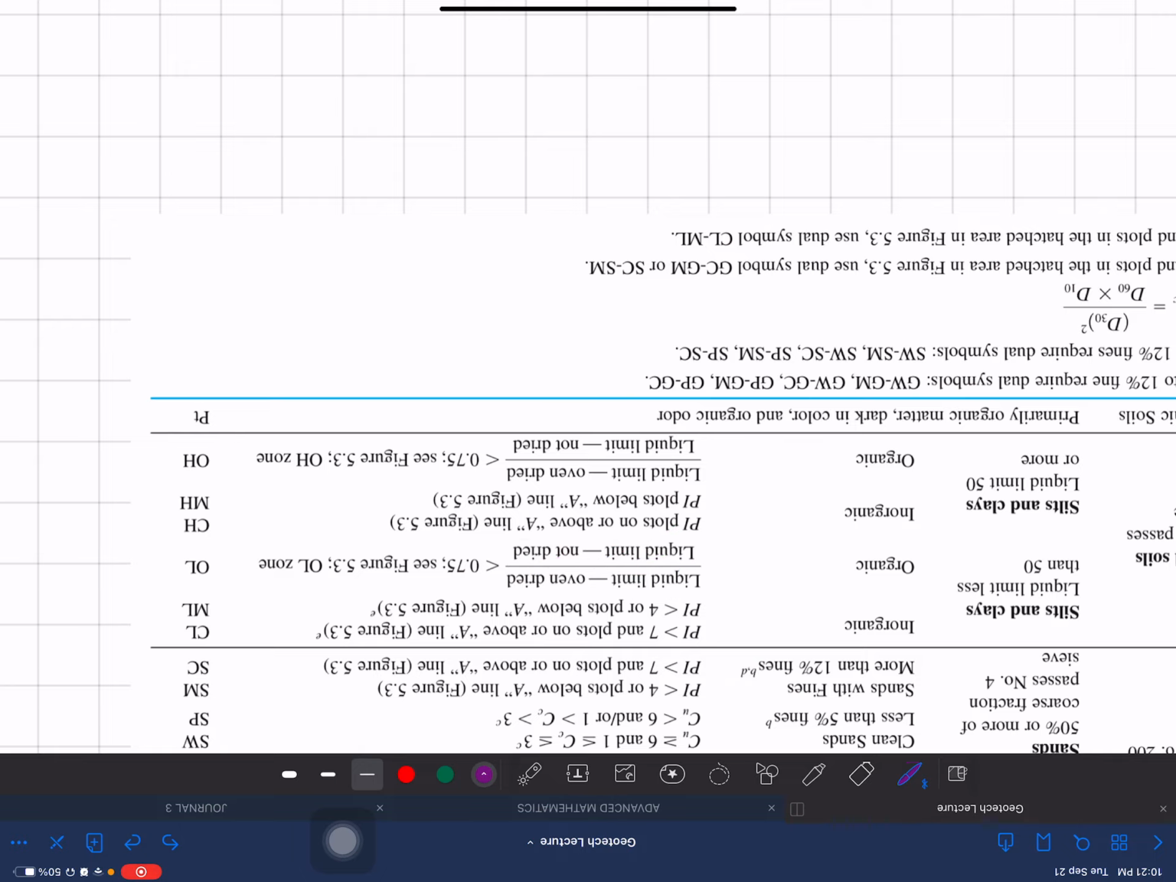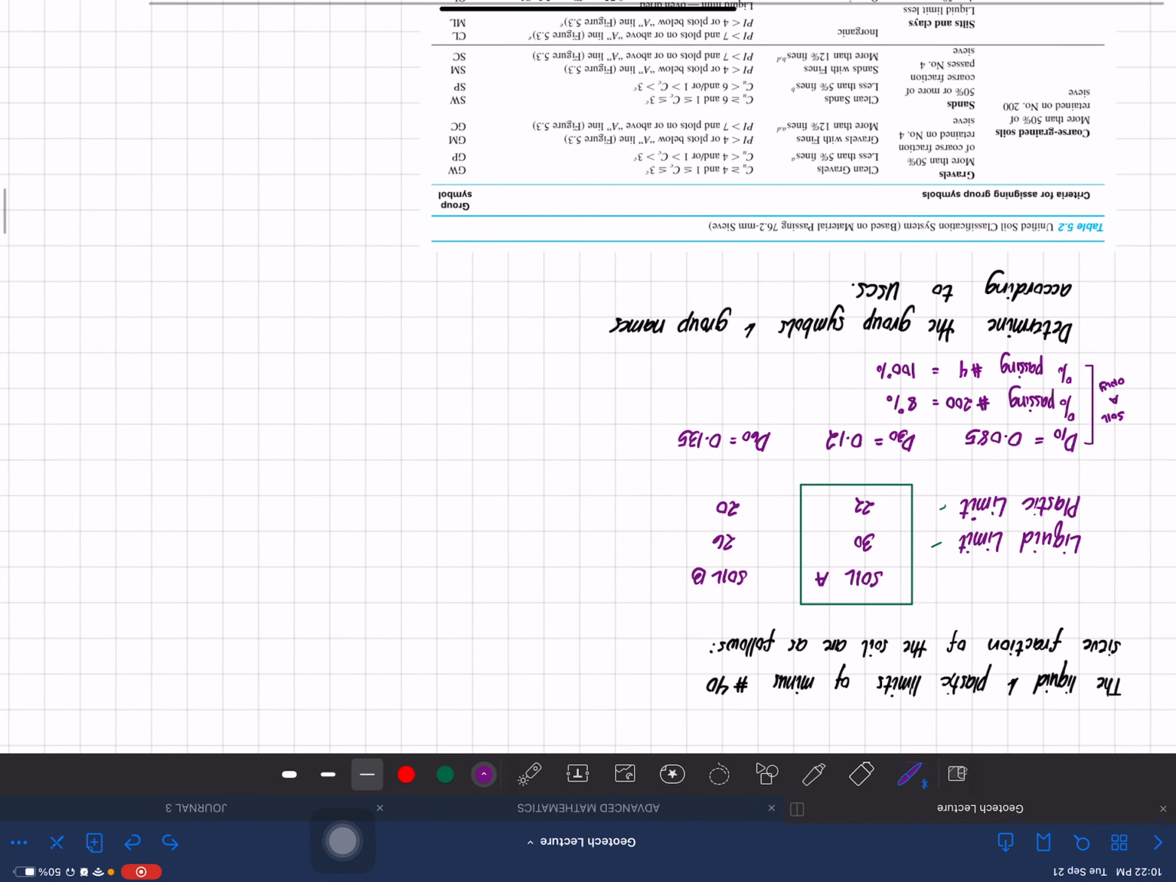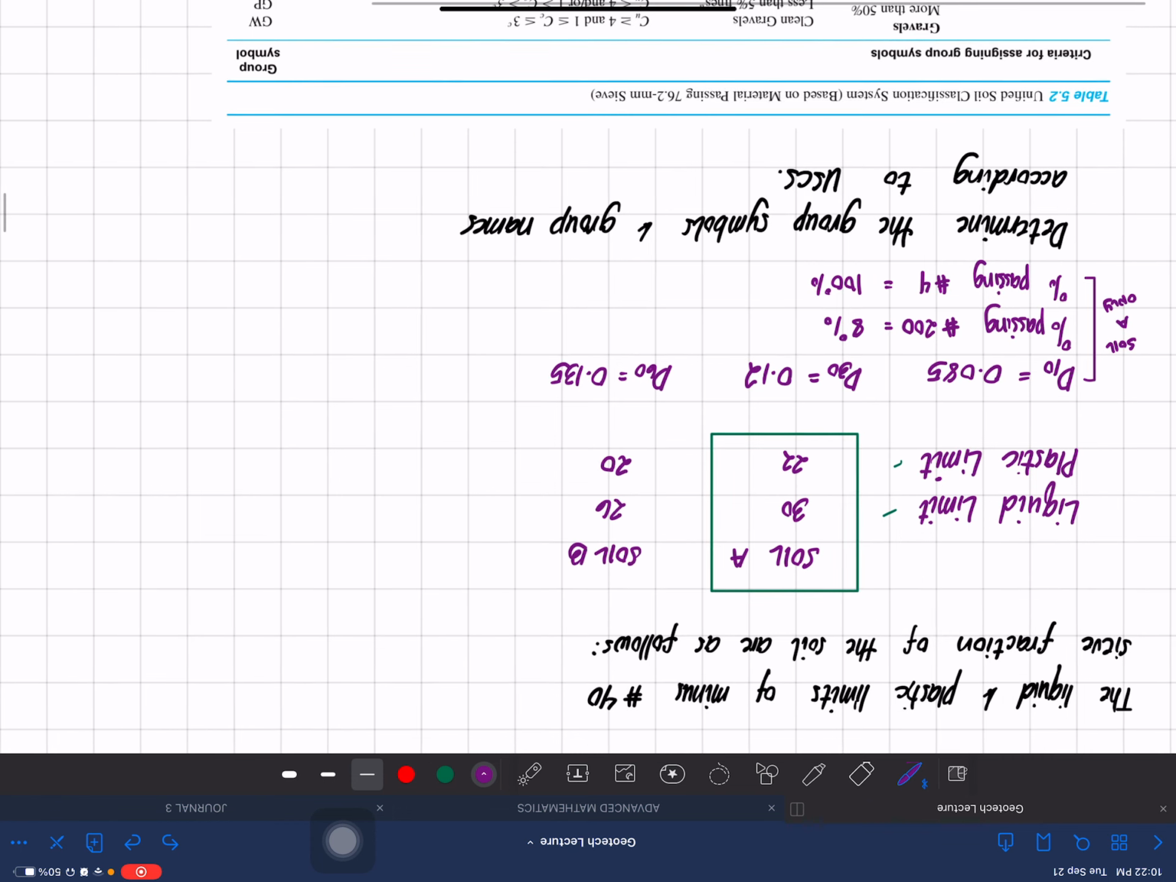To help you understand better, we have a problem here. We have the liquid limit of a soil. It says the liquid limit and plastic limit of the minus 40 sieve fraction of the soil are as follows: liquid limit is 30 and plastic limit is 22. It also gives the effective sizes D30 and D60, which we will use later for calculating the uniformity coefficient and the coefficient of gradation. It also gives the percent passing the number 200 sieve, which is 8%.